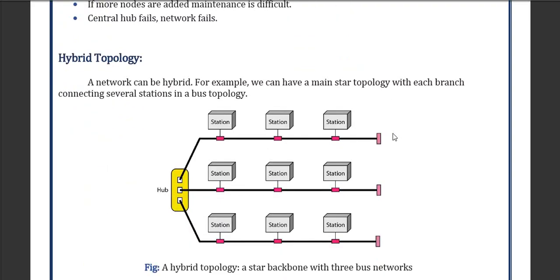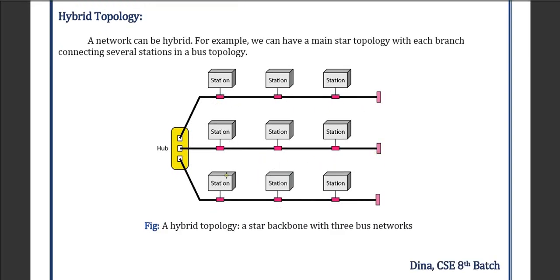Now the hybrid topologies. Hybrid topologies are connected with all the other topologies that we have studied so far. Two or more topologies are used in a hybrid topology. Here we have bus topologies, but those are connected with a single device, which is known as a star topology. So here star and bus are mixed to make a hybrid topology.